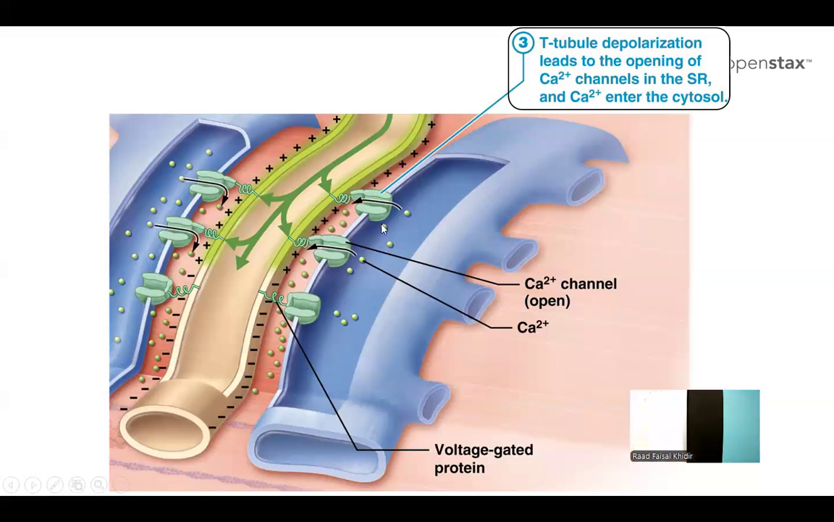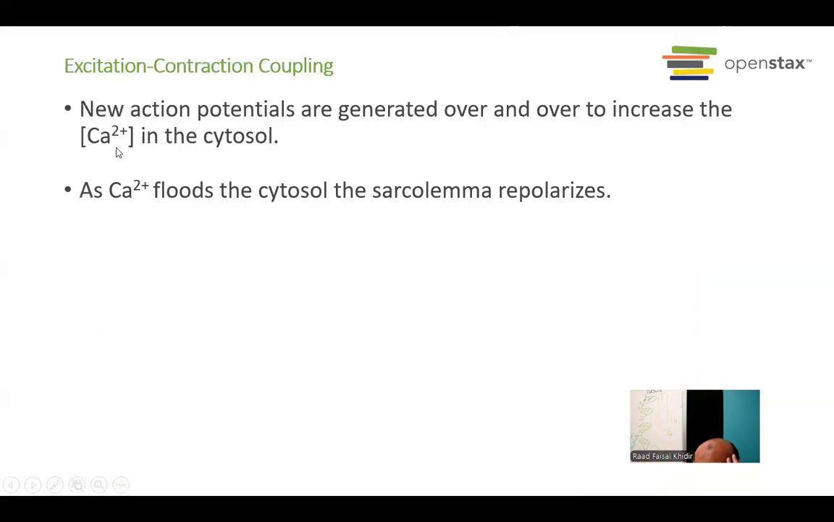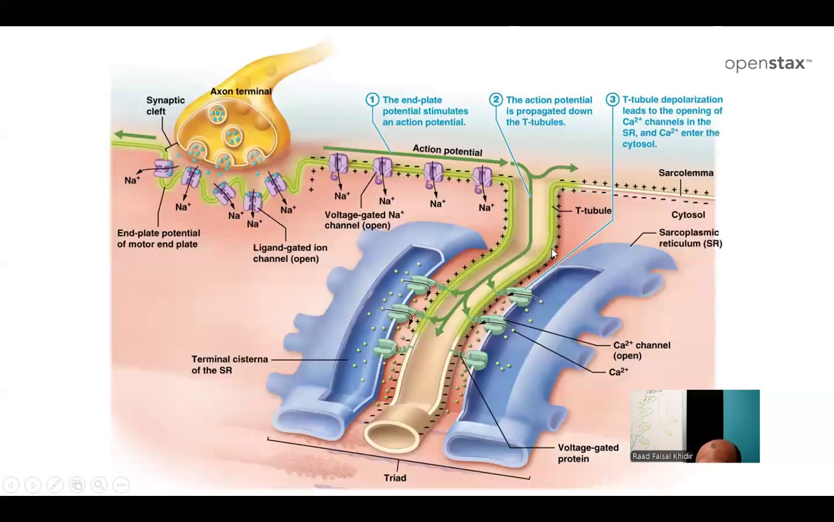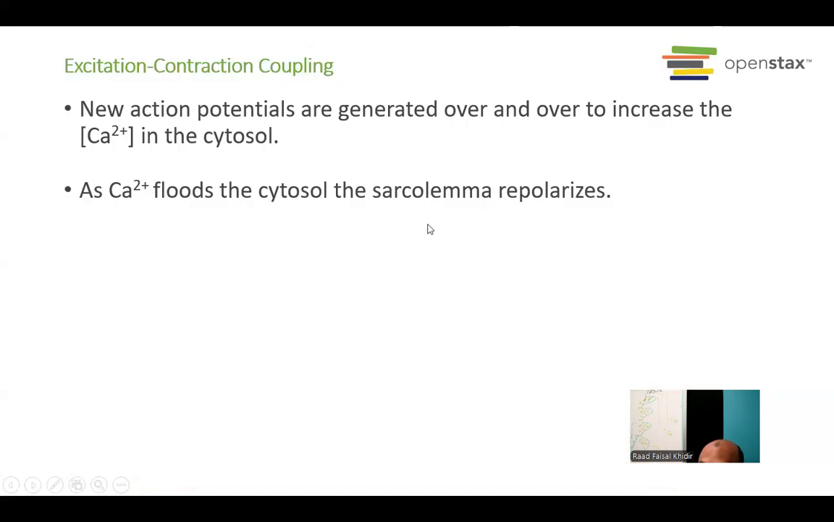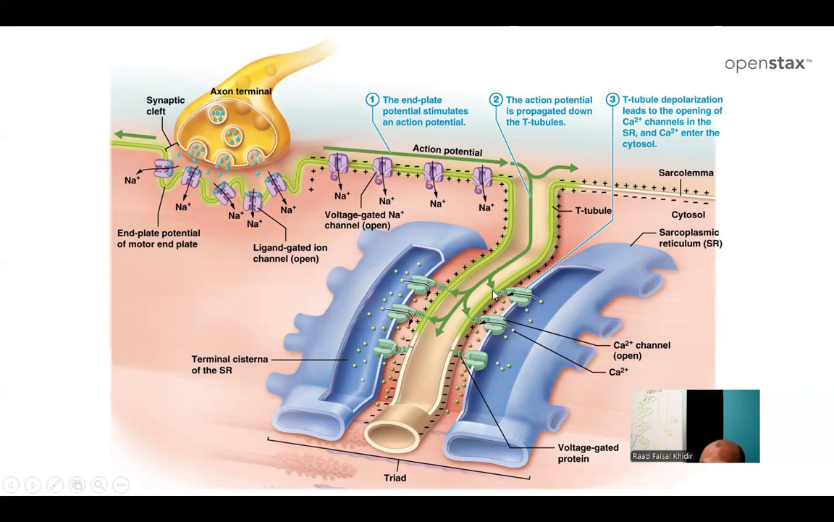Then when the calcium goes out, there are going to be voltage-gated protein channels, and new action potentials are generated over and over to increase the calcium in the cytosol. So as the calcium floods the cytosol, the sarcolemma repolarizes. You see, that's the calcium going into the cytosol. Then your sarcolemma would repolarize.